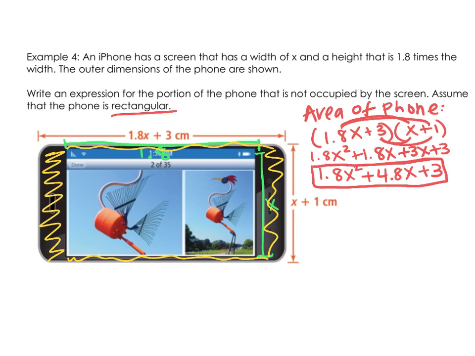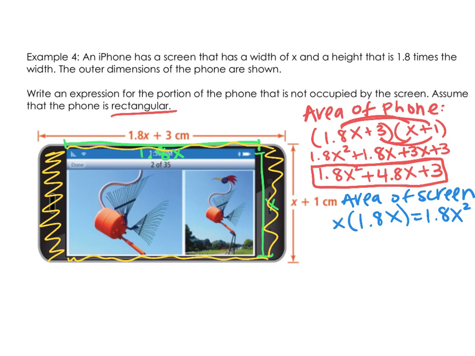Now I need to figure out what the area of my screen is. So I'm going to take that x, so area of screen. We're going to multiply x, which is our height, times our, back up. It told us that our width should be 1.8x. It's times our other side. So we have x times 1.8x. So that's going to give us 1.8x squared.